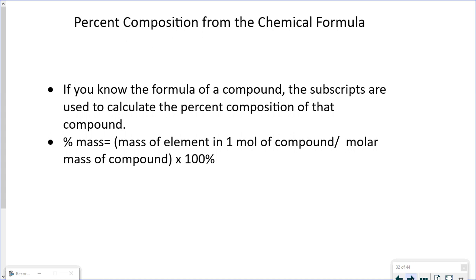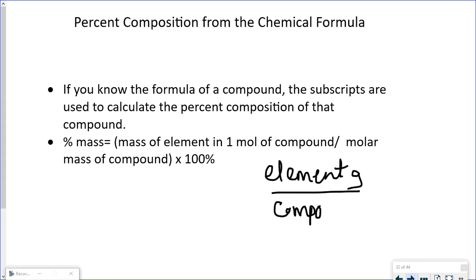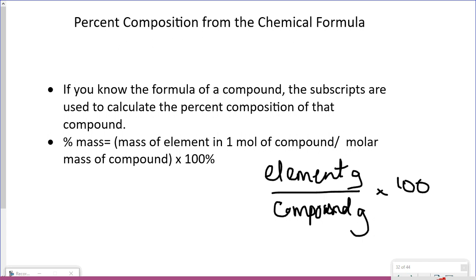But it's still going to be the same formula of the element mass over the compound mass times 100. My A looks like a U. So we're still using the same overall formula, but the problem is going to be presented slightly differently. So let's look at one of these.